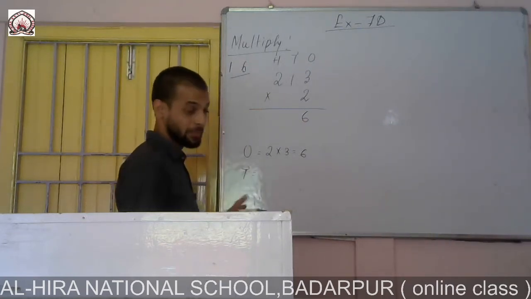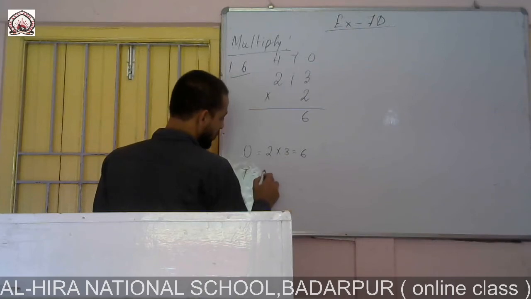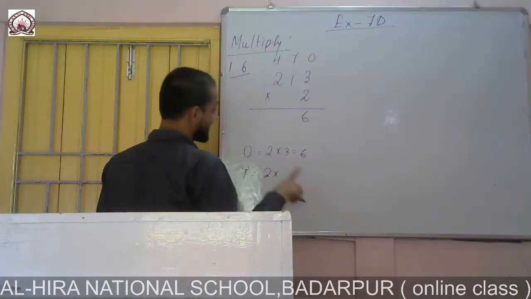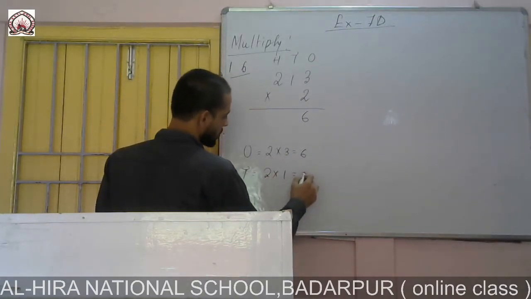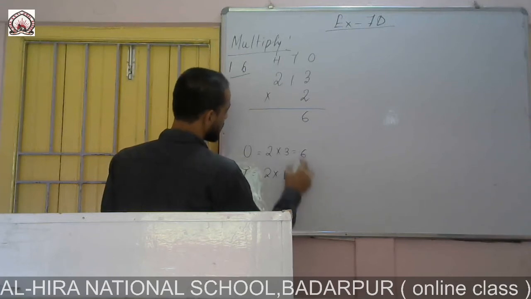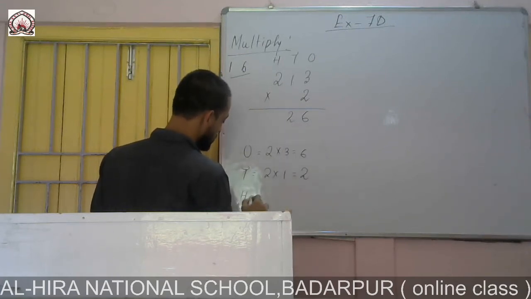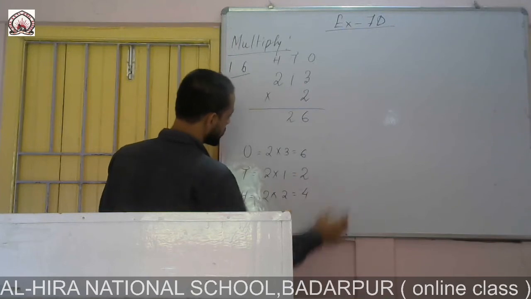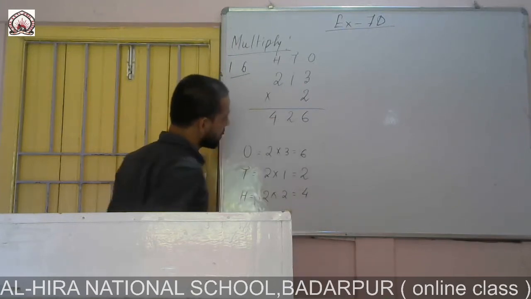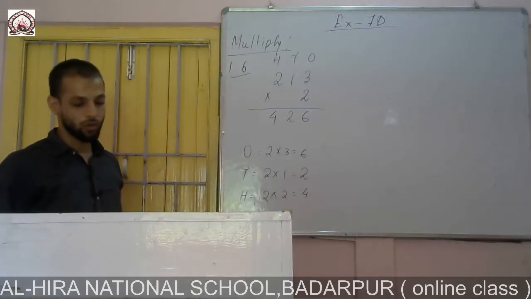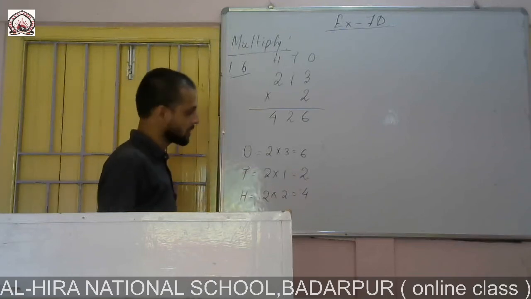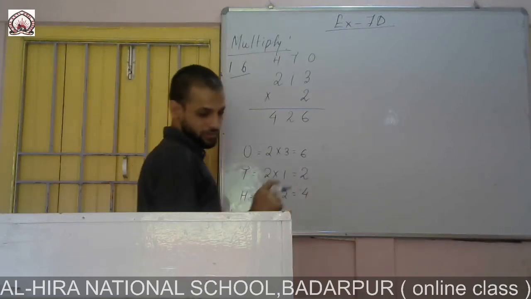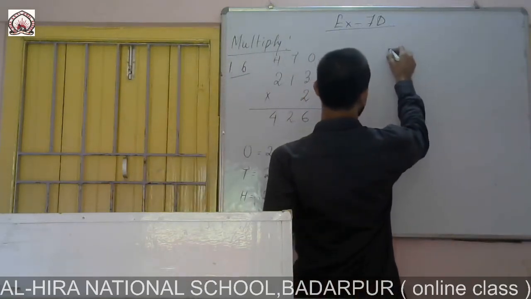Next, the tens place. Again we multiply 2 into the tens place. 2 into 1 equals 2. So we write 2 here. Next we multiply 2 into the hundreds place. 2 into 2 equals 4. So in the hundreds place the digit will be 4. So the answer is 426.